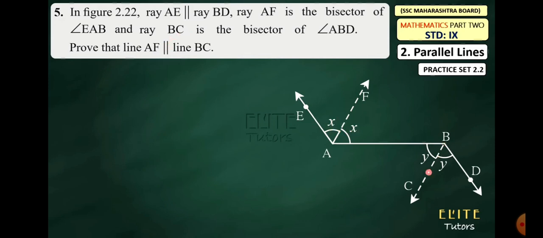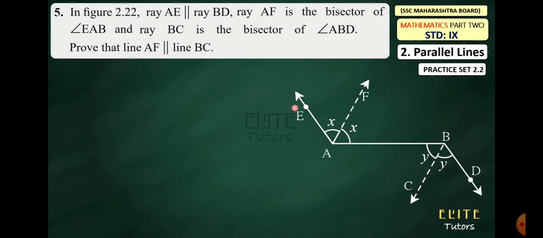Ray BC is the bisector of ABD. This is ray BC. It divides angle ABD into two equal parts, Y and Y. Prove that line AF is parallel to line BC. We want to prove that AF is parallel to line BC.